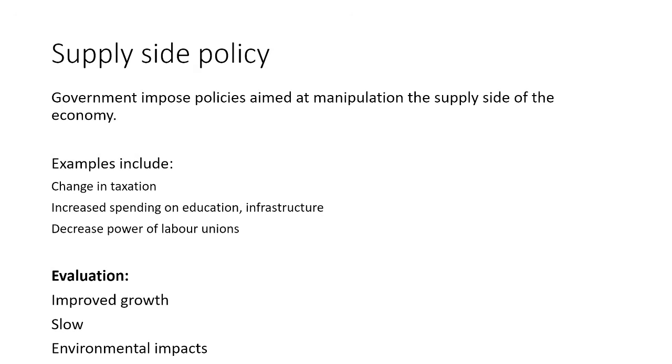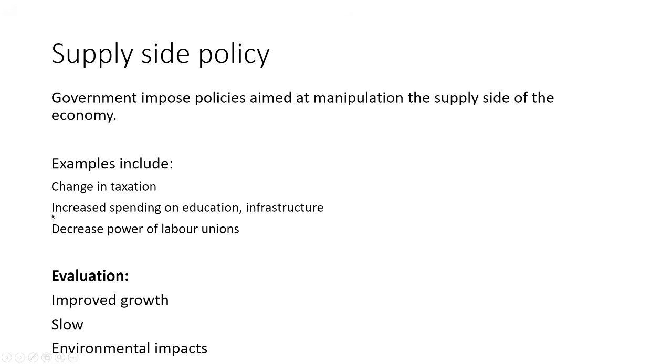Then you have the market-based supply-side policy. This is when the government imposes policies aimed at manipulation of the supply side of the economy. They are usually market-based, which means that they try to change how the market works. For example, they can change taxation, which would make the profits for firms larger, which may cause them to invest more, and also their cost of production will be lower since they don't have to pay as much tax.